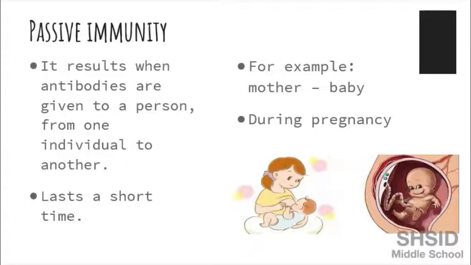So I talked a little bit about passive immunity last time, but let's make sure that we understand it, okay? This is when antibodies are given to a person from one individual to another, rather than you making your own antibodies. This lasts a short time, sometimes a little bit longer, and one example is during pregnancy, antibodies are passed from mother to baby. It can also happen from the mother's milk.